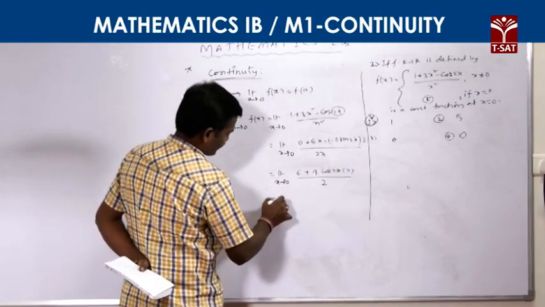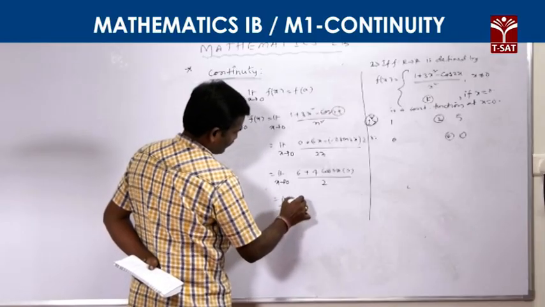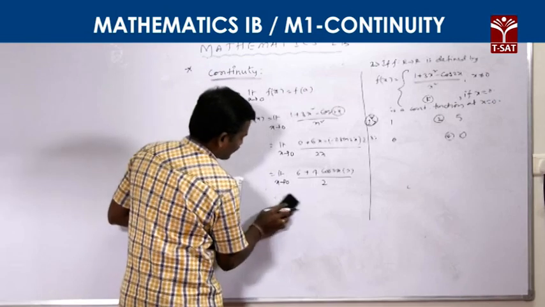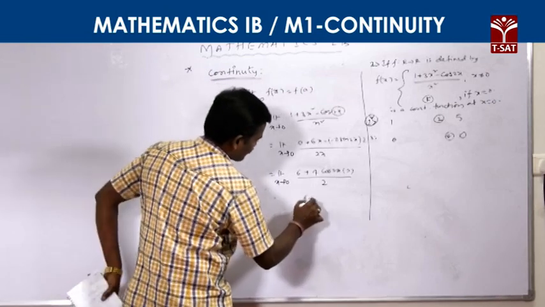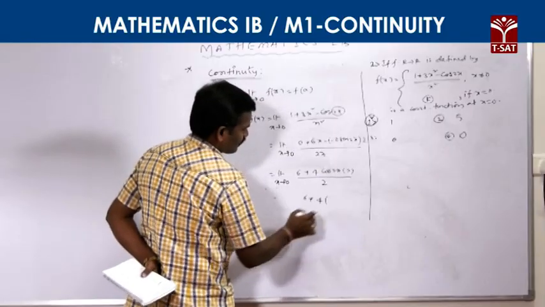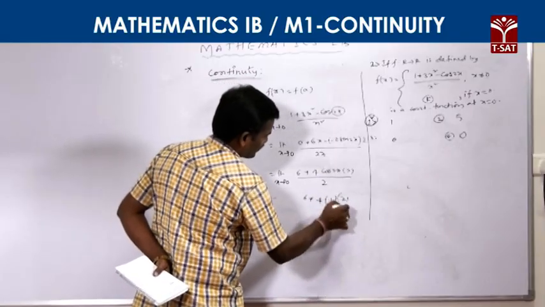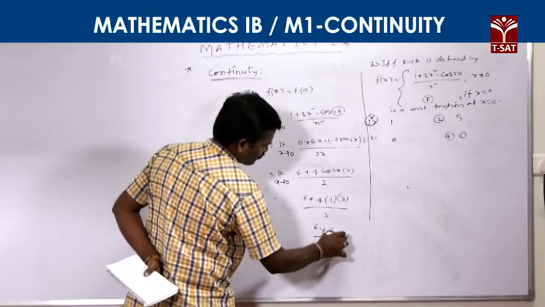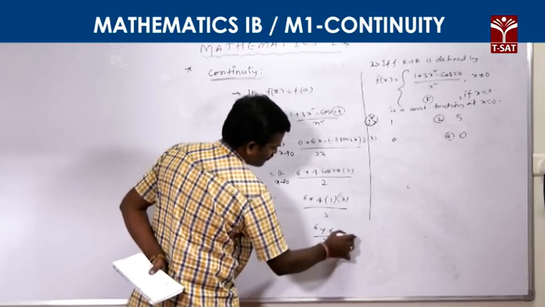So here limit x tends to 0, substitute the value directly, no need of doing anything. 6 plus 4 into cos 0, which is 1, by 2. So here 6 plus 6 by 2. So 12 by 2. 6 is the answer.